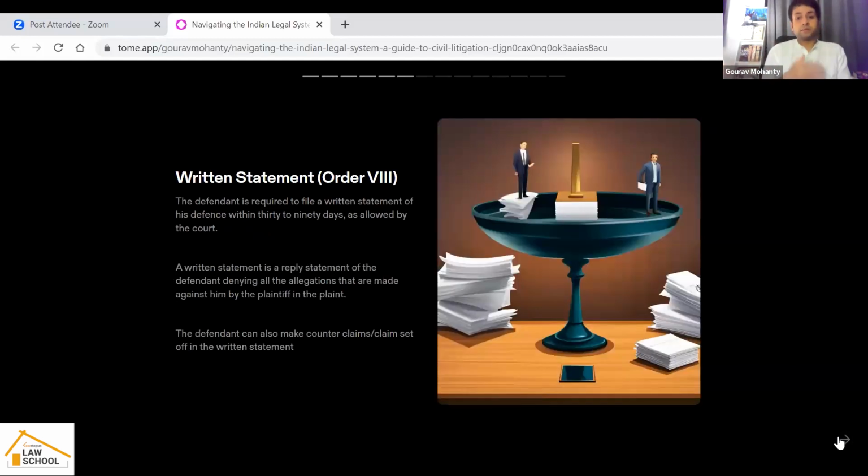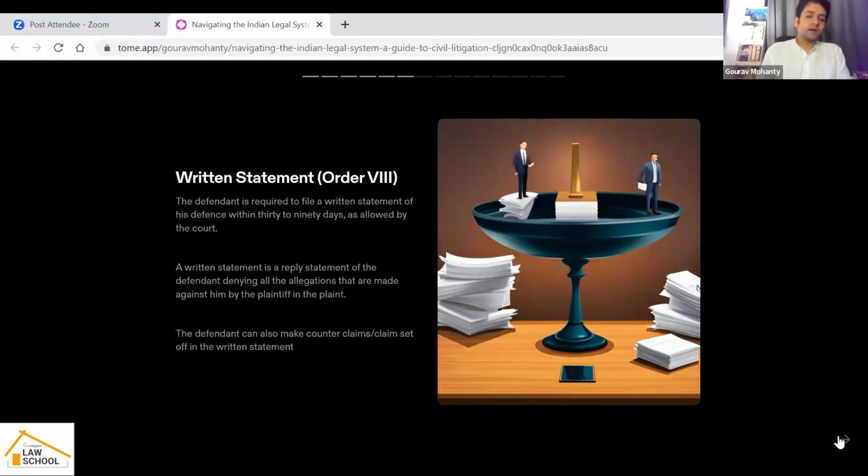Then we have the written statement, which is the second leg of the pleadings. We discussed pleadings some time back. So if a plaint is filed by the person instituting the suit, a written statement is the document which is filed by the defendant, right? The party who files the suit is called a plaintiff, who files a plaint. And the person on the other side is called the defendant, who files a written statement.